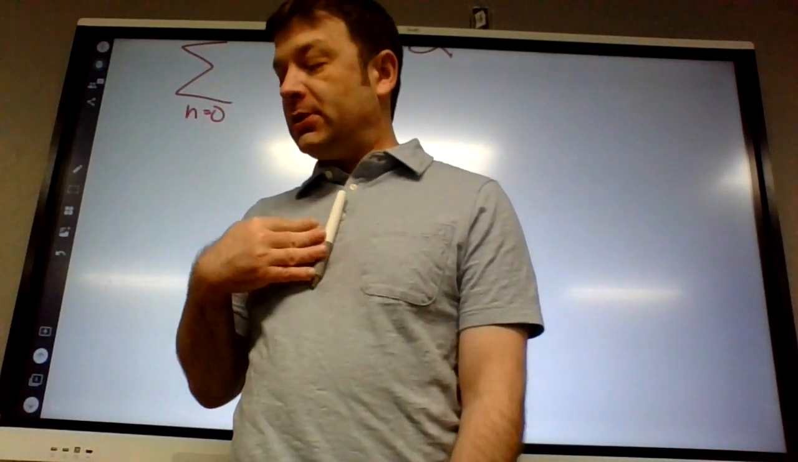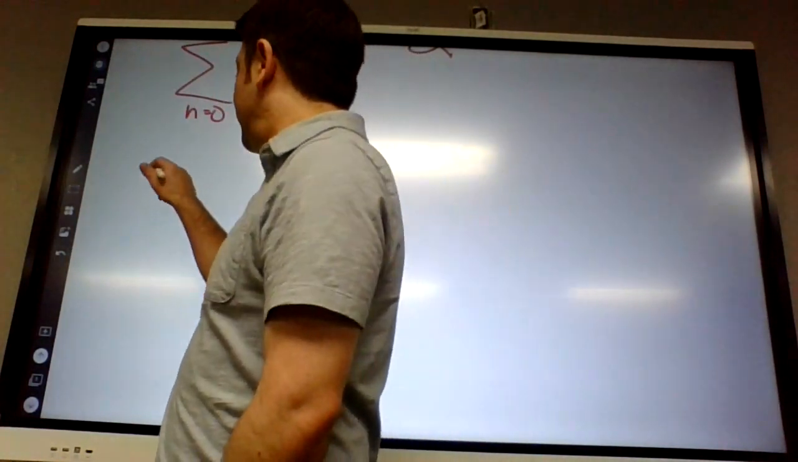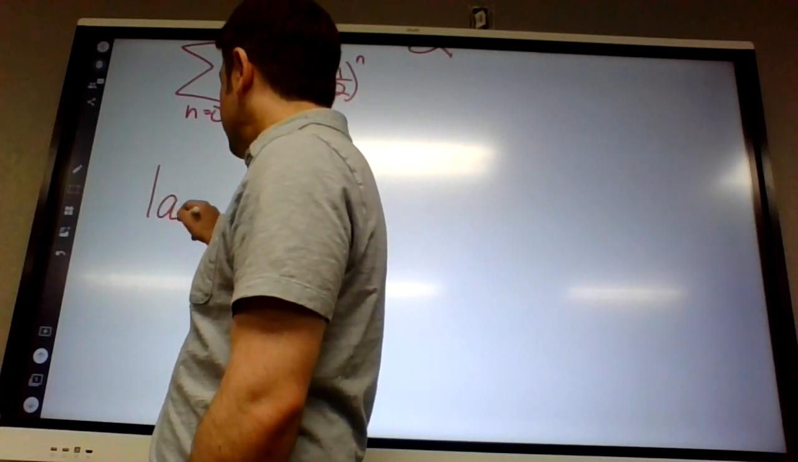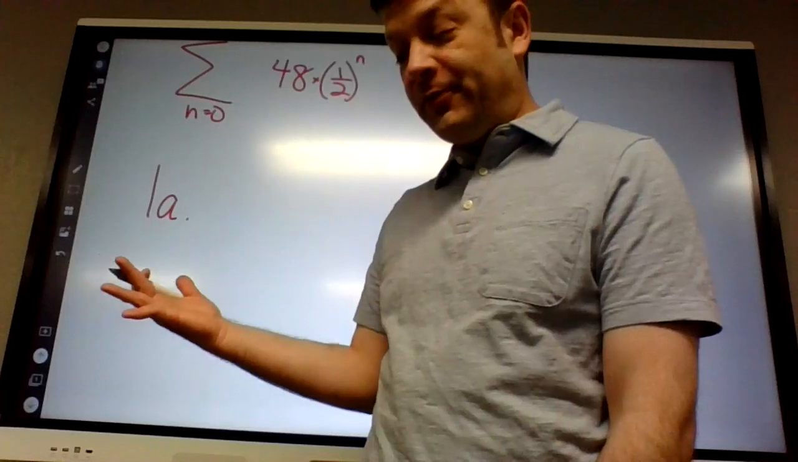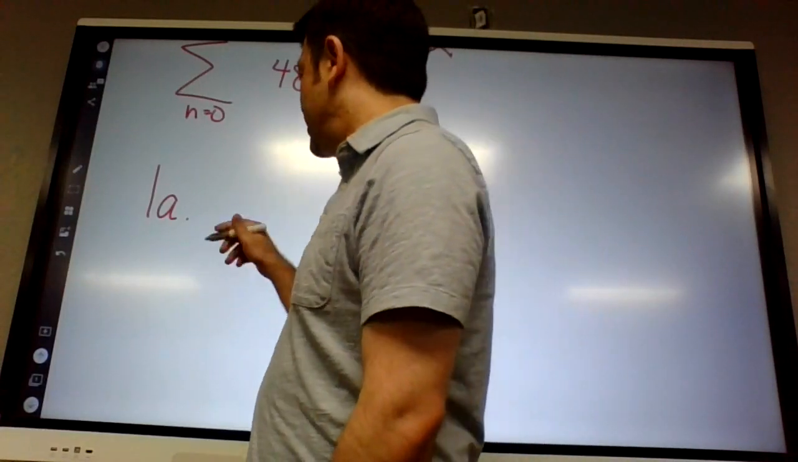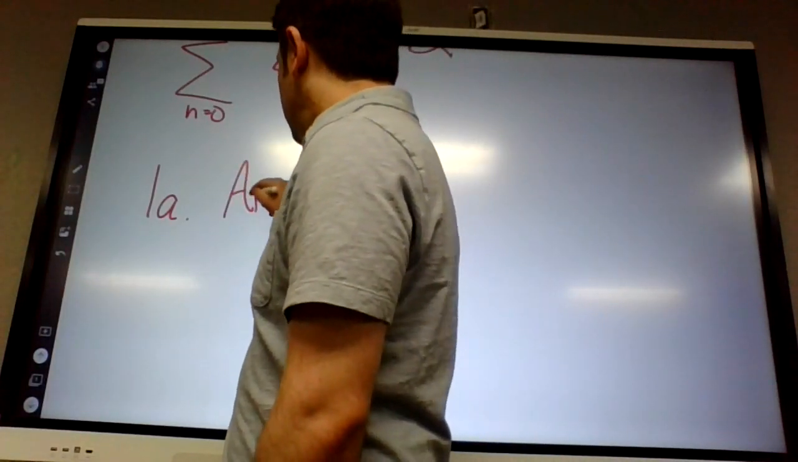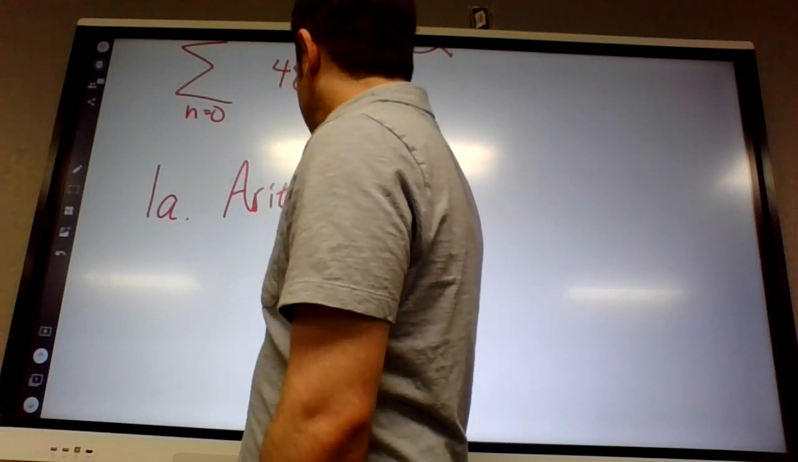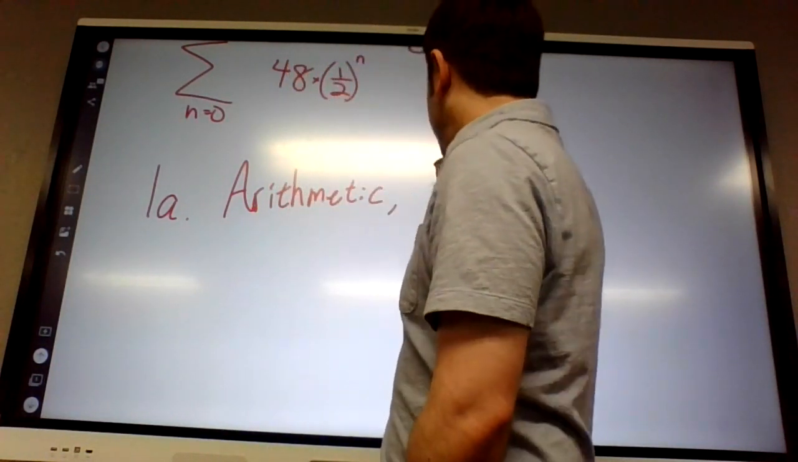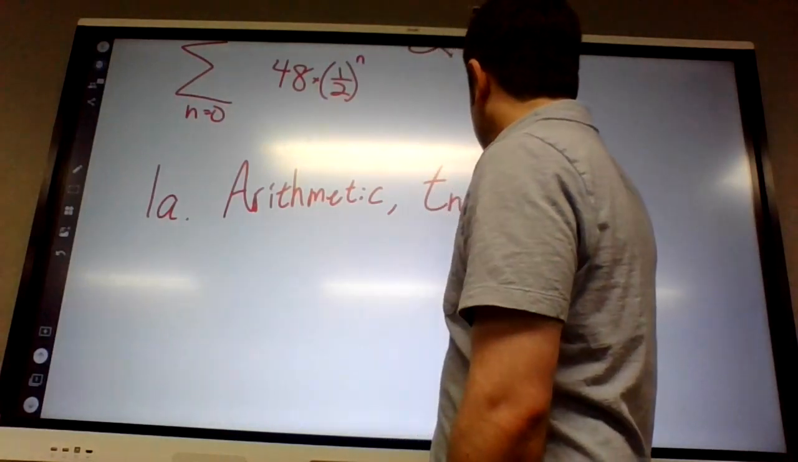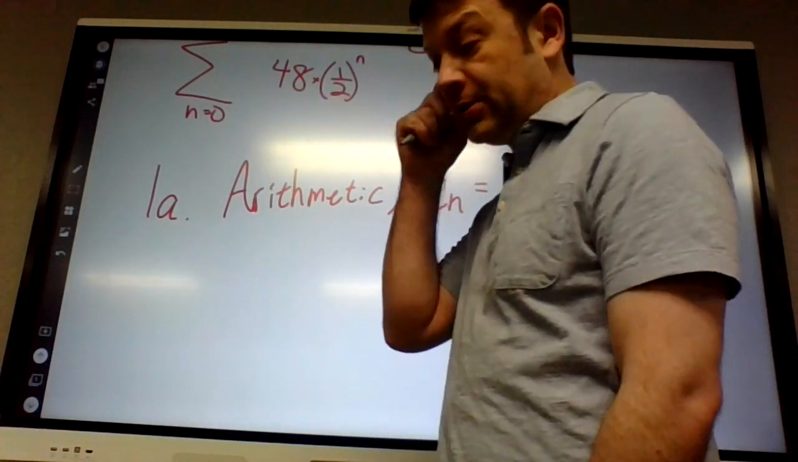So number one, 1A, what seems to be the pattern there? Right, they're subtracting 4 or adding -4. So that would be arithmetic, comma, they also wanted a formula for it.